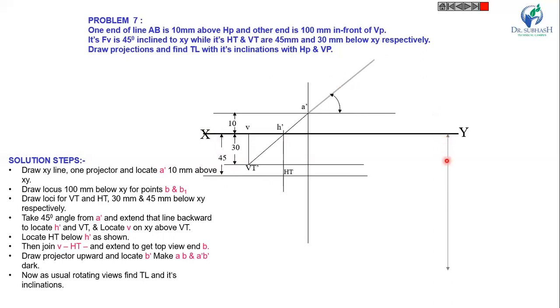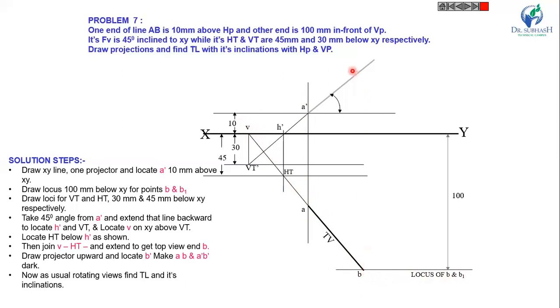Another end is 100 mm in front of VP. That means it is 100 mm below the XY line. So at 100 mm, draw another locus, parallel to the XY line, the locus of B and B1. Now join this V and HT. We know that V and HT are always collinear. So join V and HT and extend it up to the projector of A dash. This point is A. Extend this line up to the locus of B and B1. This point will be B and this AB is our top view.